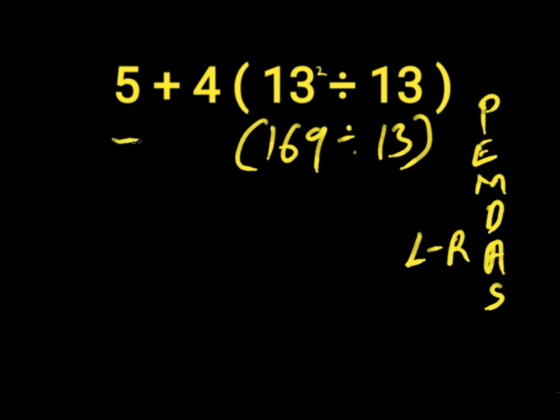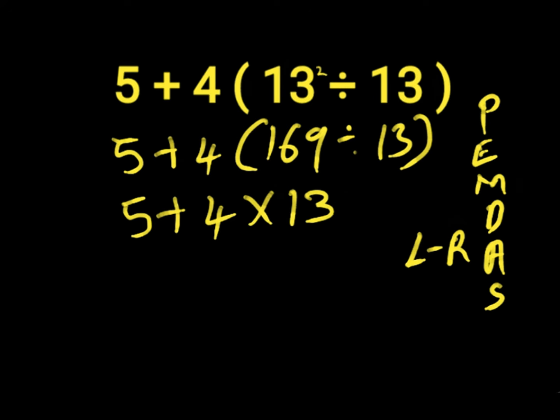Then we have 5 plus 4. Then we solve our 169 divided by 13. 169 divided by 13 will give us 13. Then we bring down our 5 plus 4 times 13. Here we have an addition and a multiplication. We first of all solve our multiplication because it comes before addition.